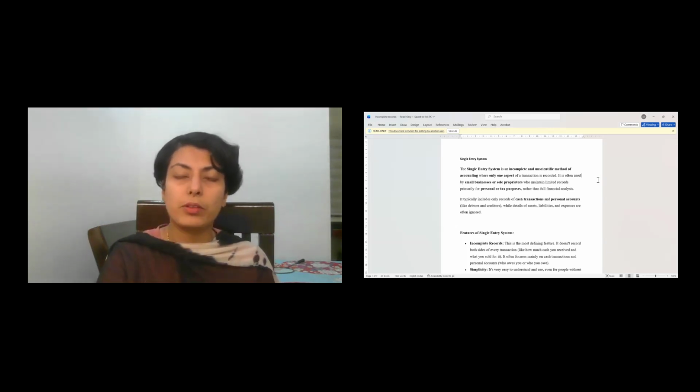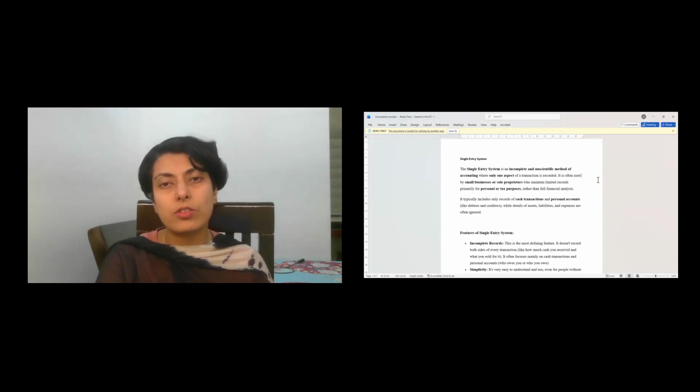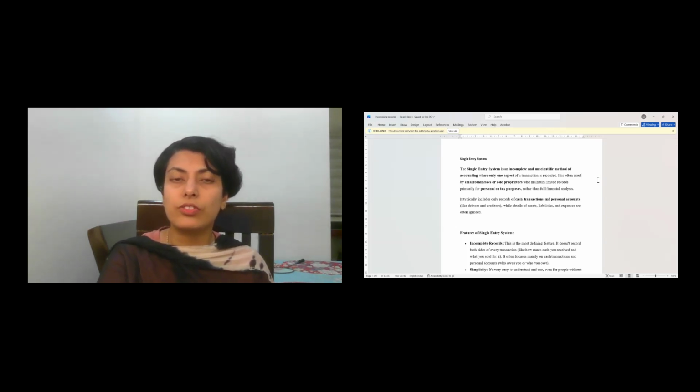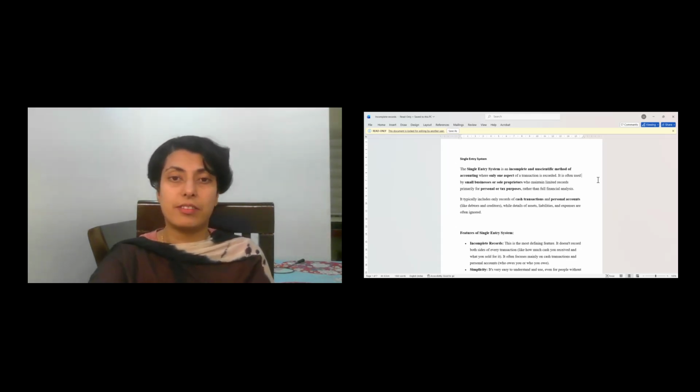Today, we will be discussing the single entry system. The single entry system is also known as incomplete records. It's an unscientific method of accounting wherein only one aspect of the transaction is recorded. Mainly, it is used by small business organizations or sole proprietors who keep limited records primarily for personal purpose or tax purpose rather than for full financial analysis.